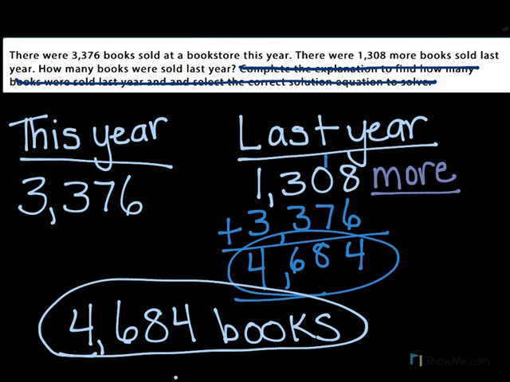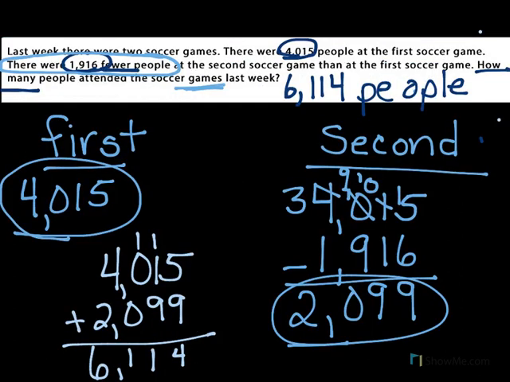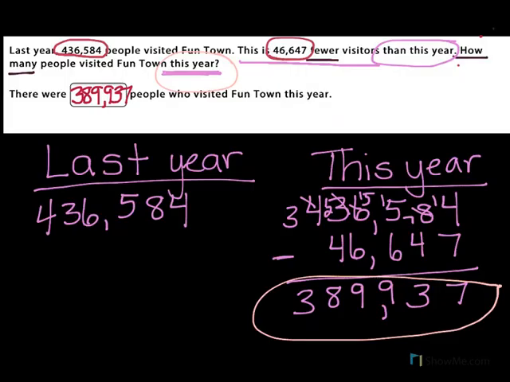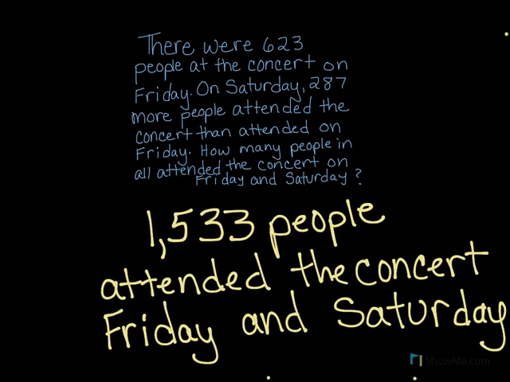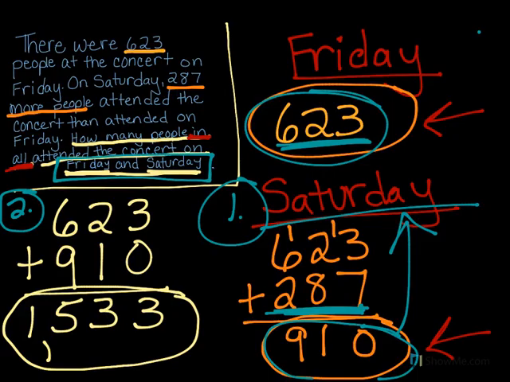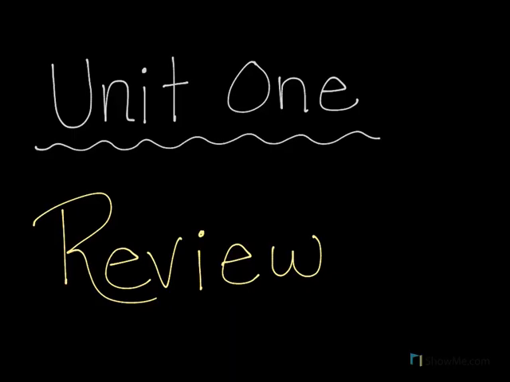So today we went over problem solving with 1 step, some two-step problems. Here was a one-step. And I believe this was a two-step problem. So now that we have reviewed for Unit 1, you will be ready to go.